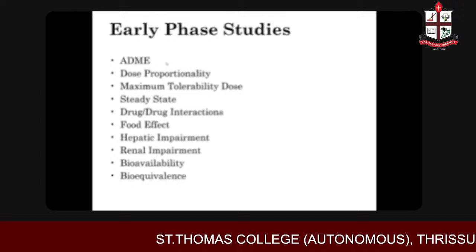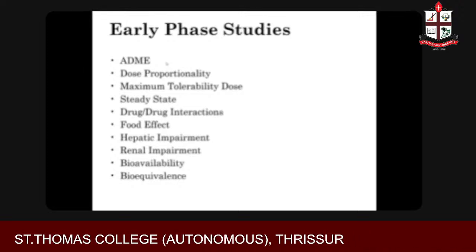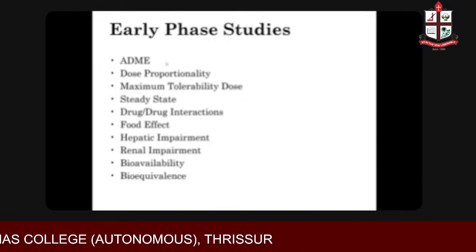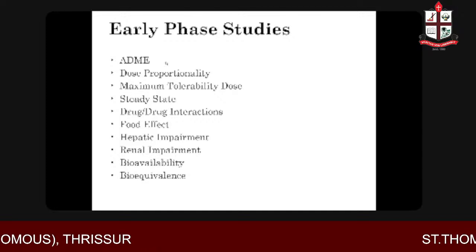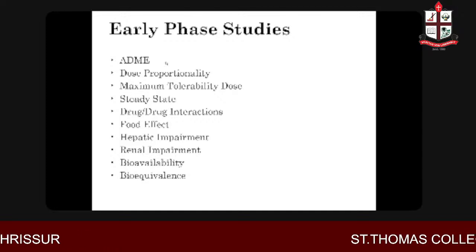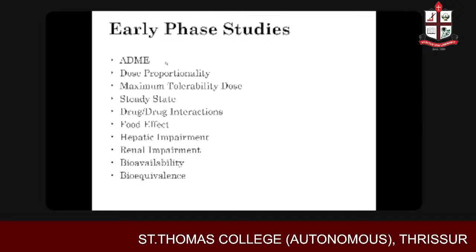That is called steady state. That is also one of the very important checks we have to do for multiple ascending doses, when we are giving multiple doses. Drug-drug interaction, I have given an example for this also: whether it is improving the bioavailability, whether it is increasing our concentration in our body or not. That can be checked actually.